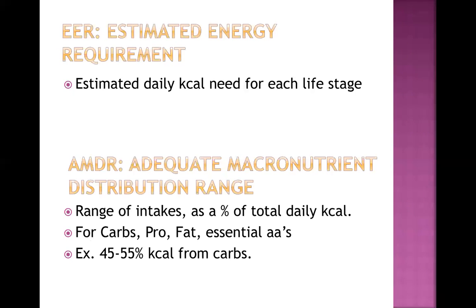AMDR, adequate macronutrient distribution range. This is ranges of intakes, as far as percentages go, for macronutrients. So carbohydrates, fat, protein, etc. And some examples: 45 to 55% of your calories should come from carbohydrates, 20 to 35% of your calories should come from fats. And so the AMDRs are complementary to the DRIs.